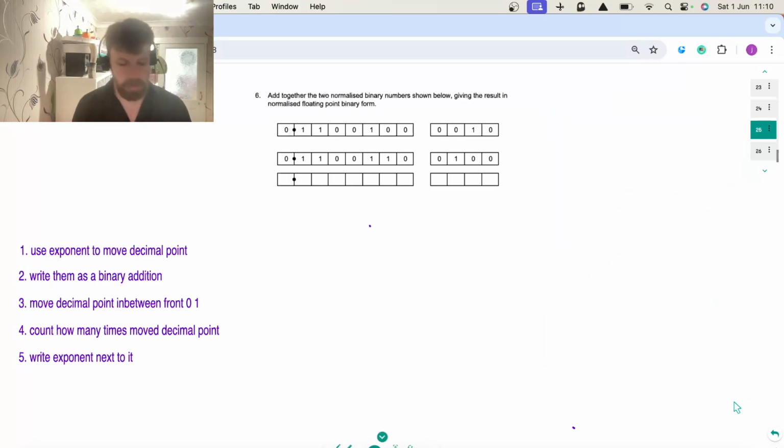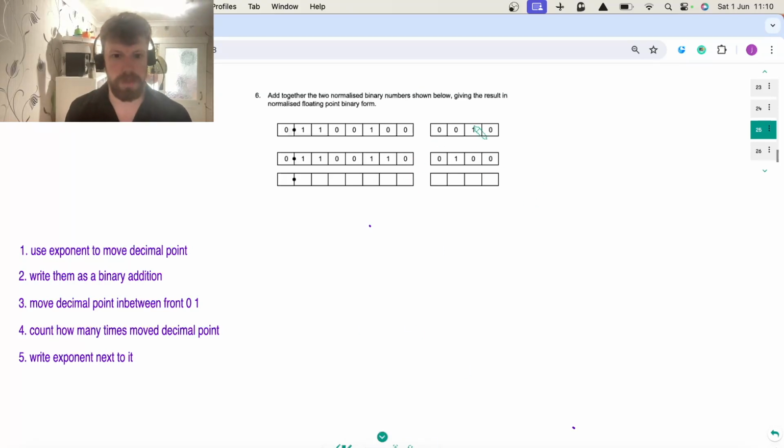Again, little note for you. If you just convert these numbers and actually work them out as denary numbers and then convert them back into floating point, they don't like that. So I'll show you how to do it the correct way.